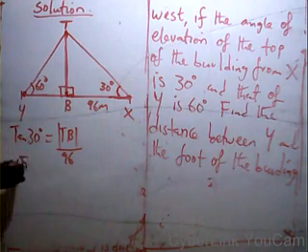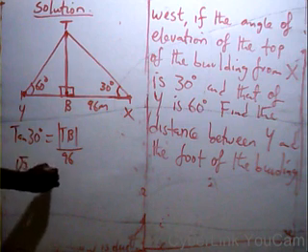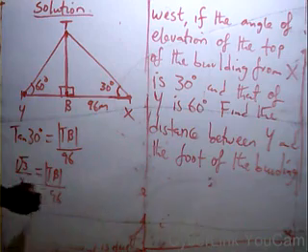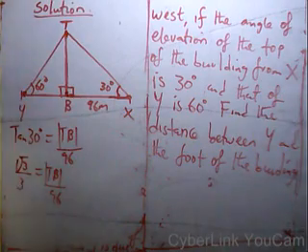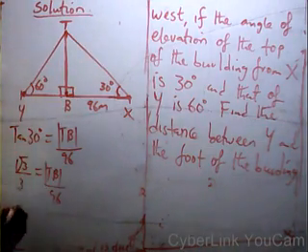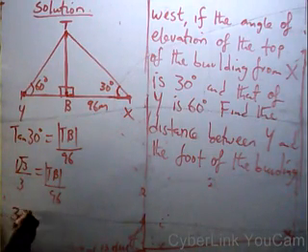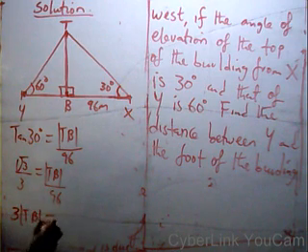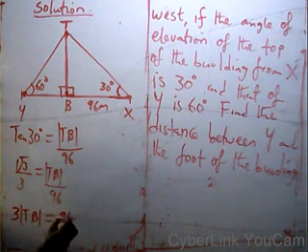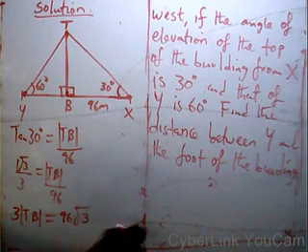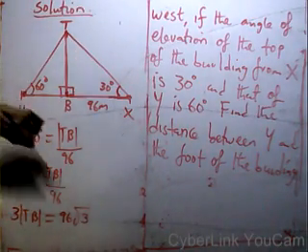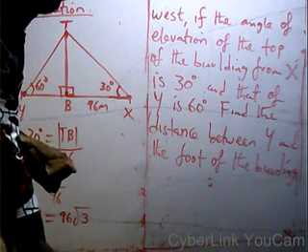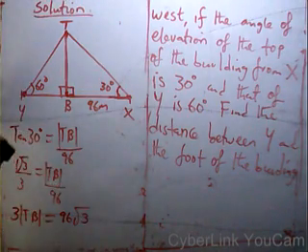So I can say that root 3 all over 3 is equal to TB all over 96. If you cross multiply, we are going to have 3 TB equal to 96 root 3. So we can divide both sides by 3.